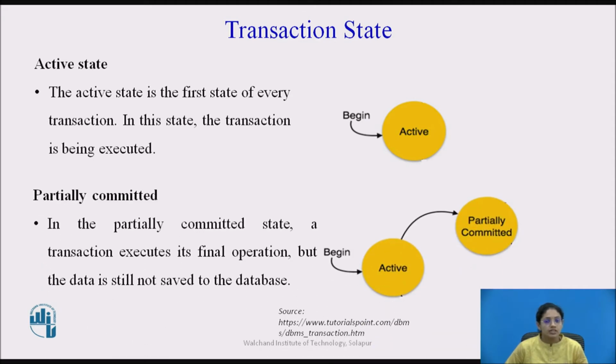Next is the partially committed state. In the partially committed state, a transaction executes its final operation, but data is still not saved into the database. So partially committed is an in-between state. The transaction has started, but it has not been finished. It is in the middle of the finish line. Data is not saved into the database, hence it is referred to as partially committed.